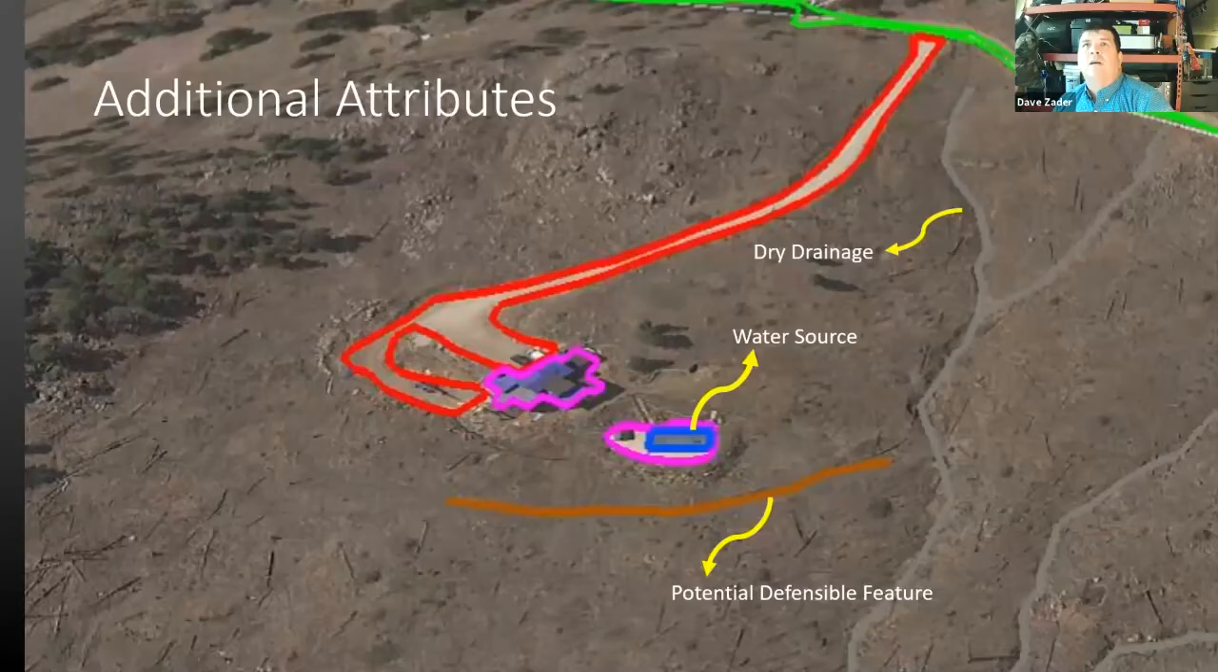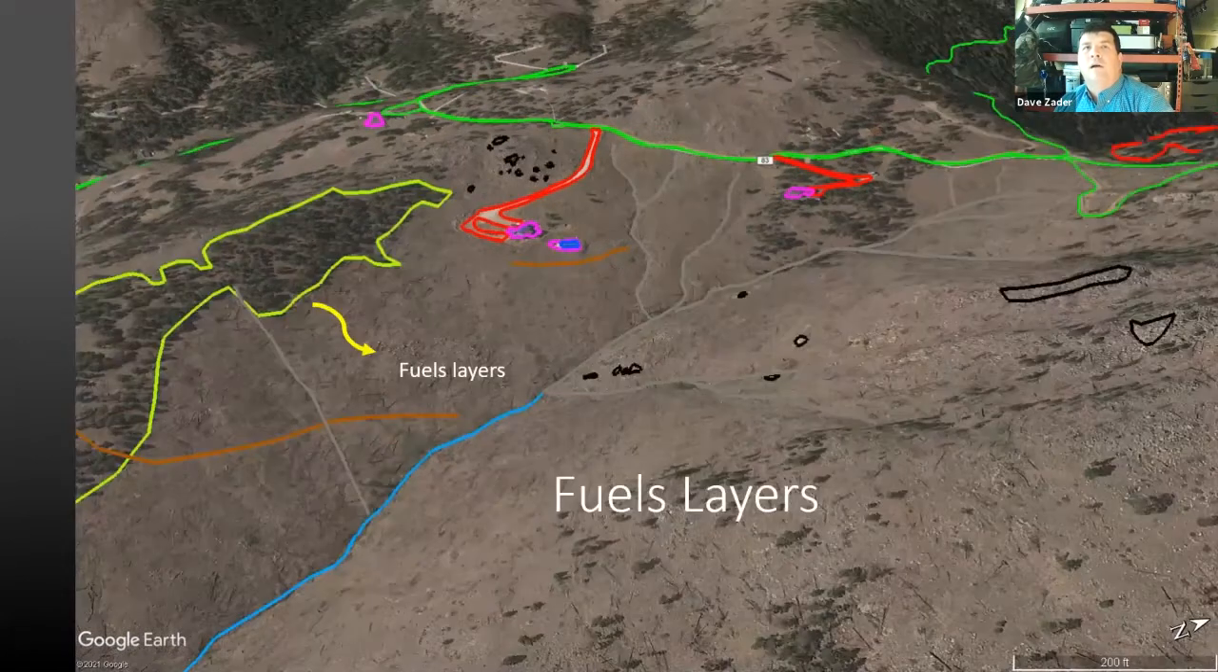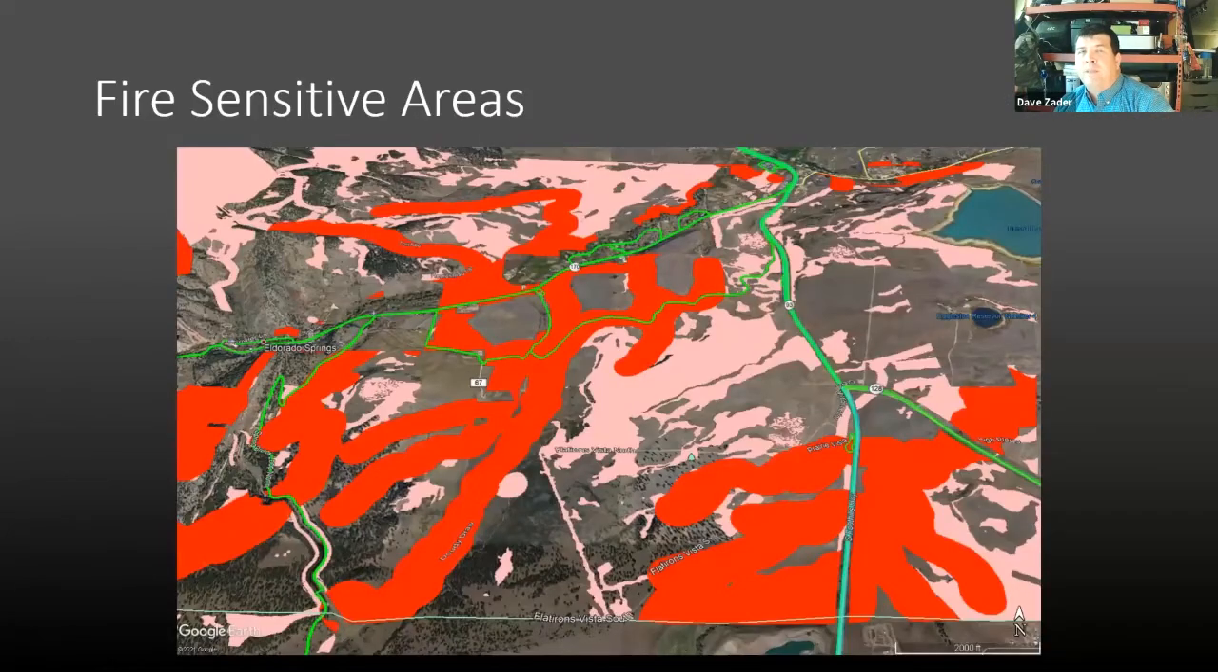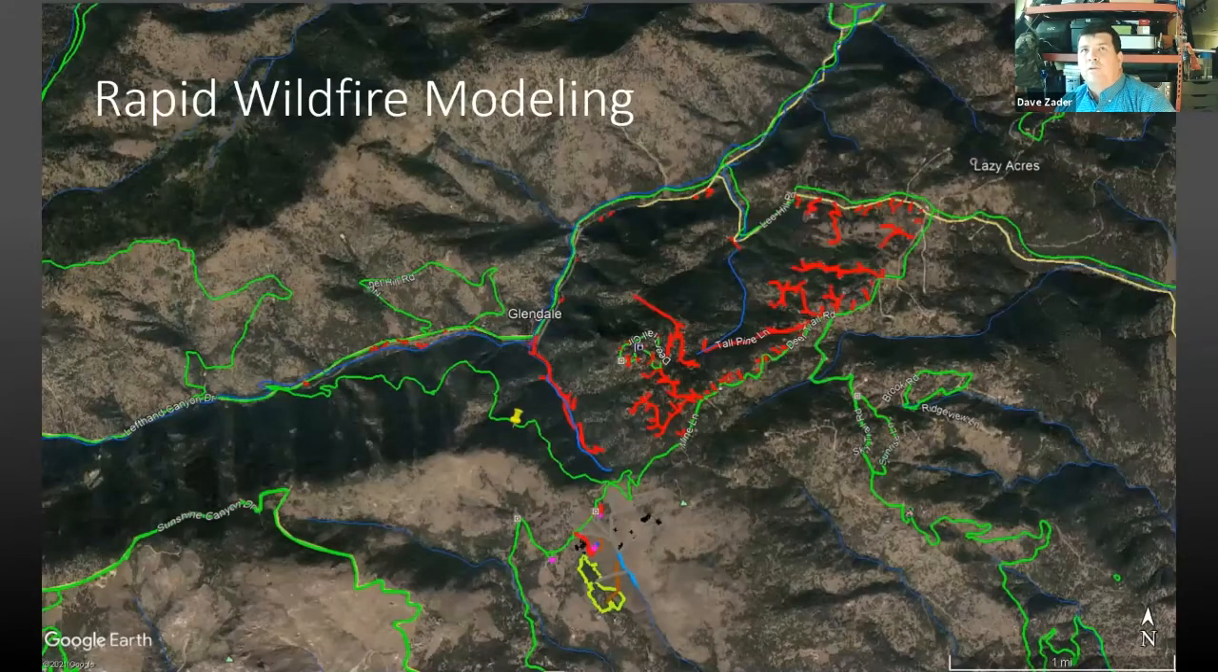So values at risk. We can also look at where our water sources are, potential defensible features, where drainages are, where ridge lines are, streams, large rock formations that we can tie together to contain fires, fuels layers. So it's just a framework for bringing in multiple layers of data. We can also look at fire sensitive areas, so that if we have areas that may have endangered species or cultural areas, we can consult and make sure we don't destroy any of those while we're fighting the fire. We can look at our fire history maps. We can also do rapid wildfire modeling.